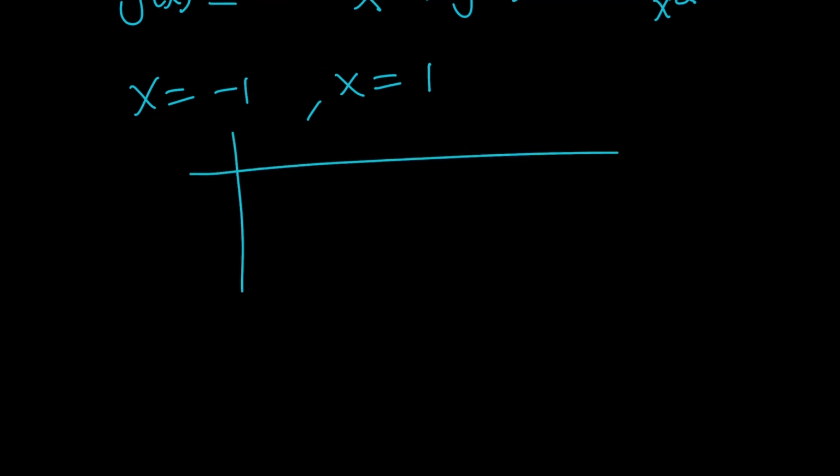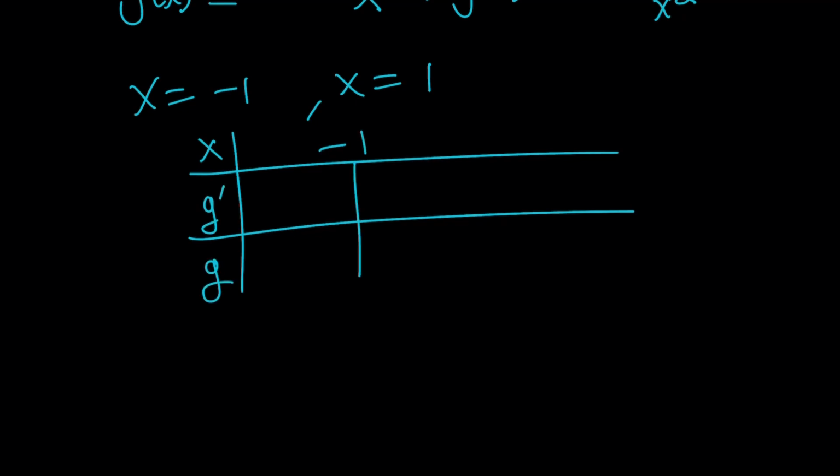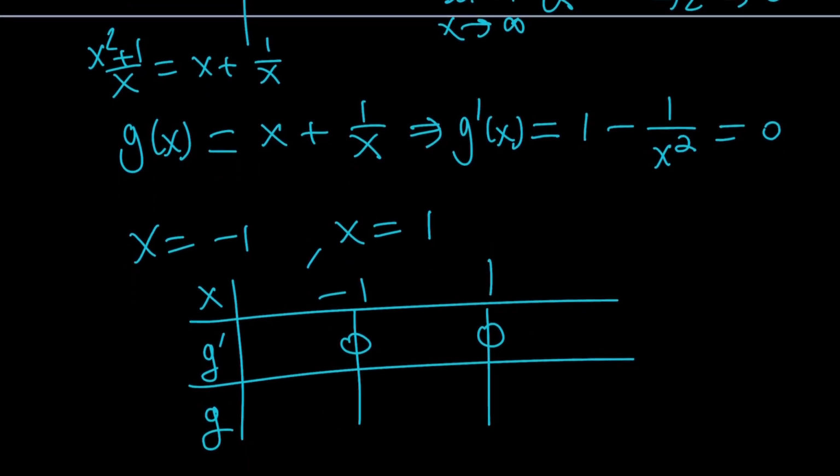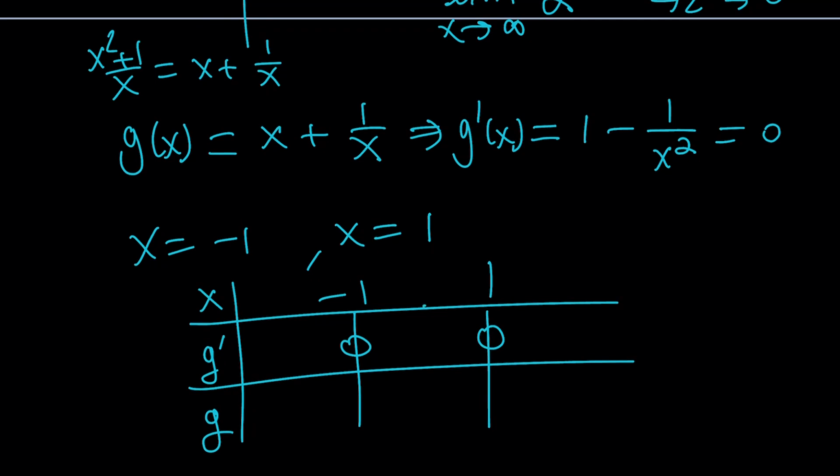So our table is going to look like this. We have g prime this time and g. We have the negative 1, positive 1. And now, one thing to keep in mind though, x cannot be 0, right? So we have something interesting at 0. It is the vertical asymptote, okay? So you have a vertical asymptote at 0. You got to be careful. That's actually going to split up the function into two pieces. That's why I use that dotted line for that.